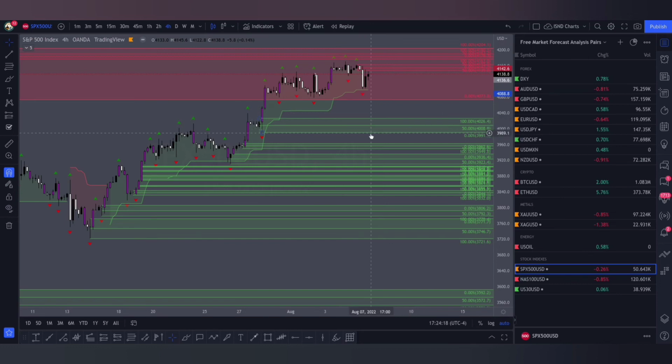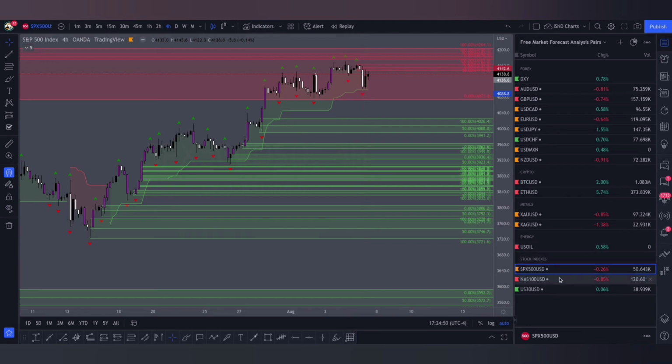But I will be looking out for these demands as well. If I do get a confirmation entry, then that will allow me to take this pair to the upside. But from the onset, for me, supply is in control, so I will be looking to take this pair short until a demand area is respected.